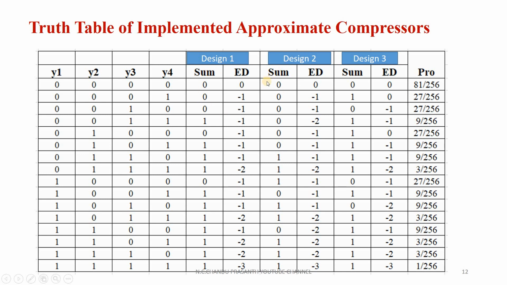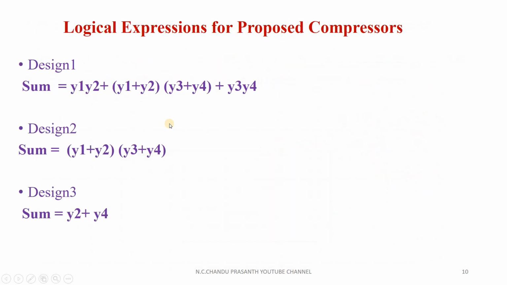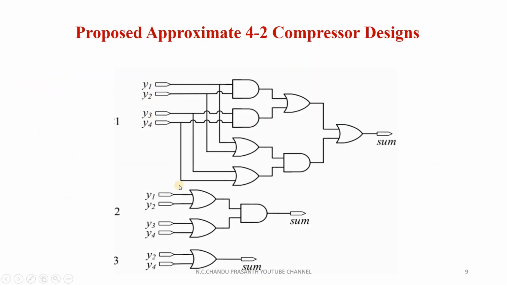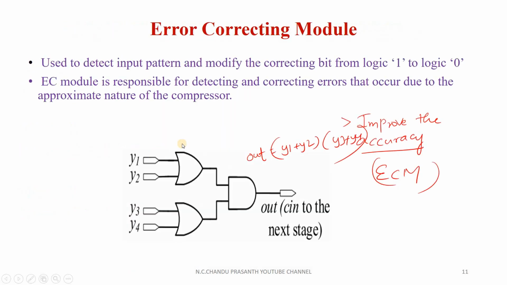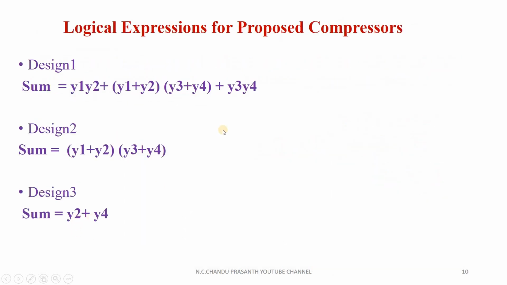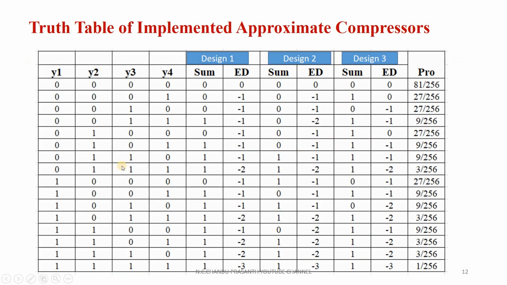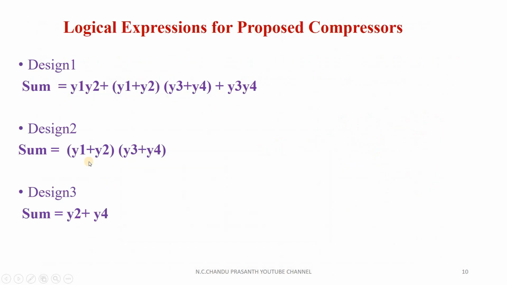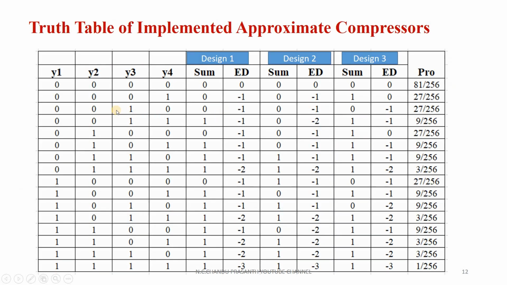So design 2 has an output sum. Design 3 also has an output sum. Okay, so design 1 inputs are y1, y2, y3, y4. Design 2 inputs are also y1, y2, y3, y4. For design 3, we can consider only y2 and y4. Okay, so these are the logical expressions for the proposed approximate compressors.